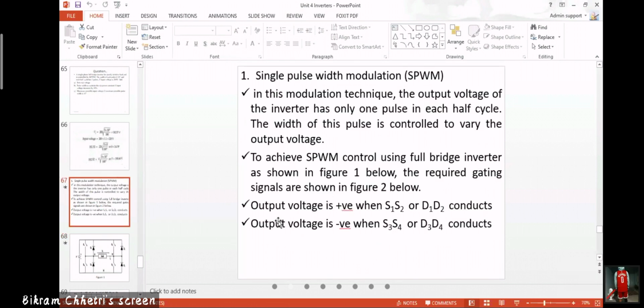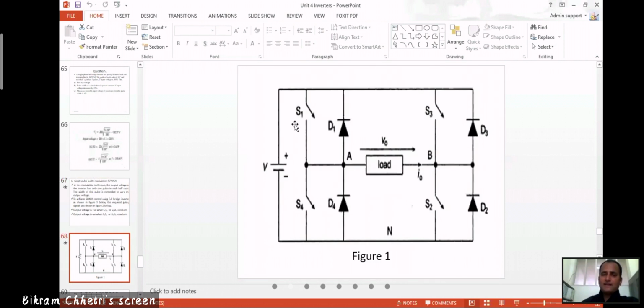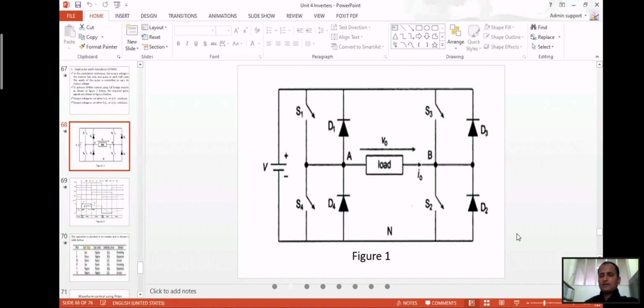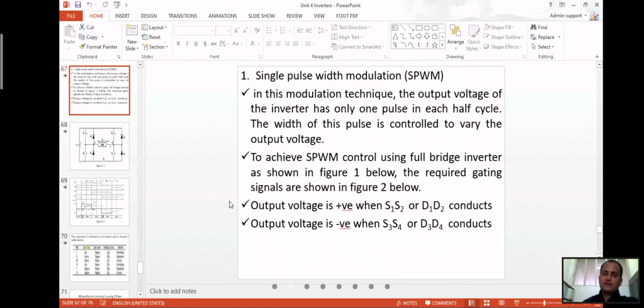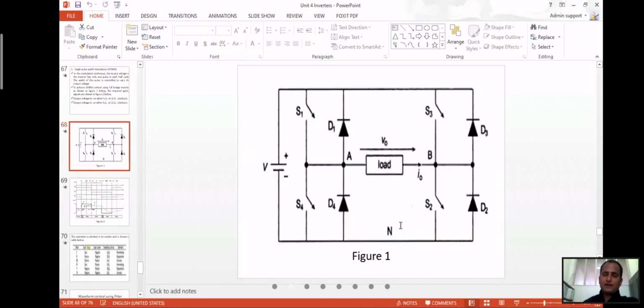In this case, if you want to have a positive output voltage, then S1, S2, or D1 and D2 have to conduct. If the output voltage is negative, then S3 and S4, or D3 and D4, have to conduct. So this is the sequence. We have seen a similar type of diagram in a previous case also.